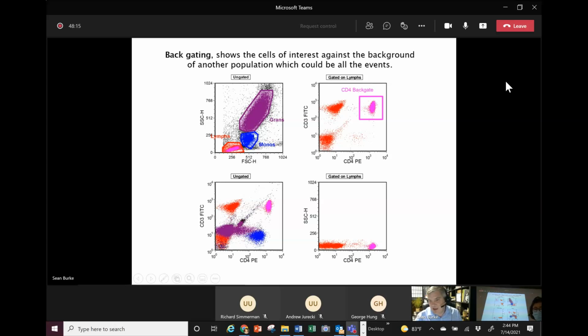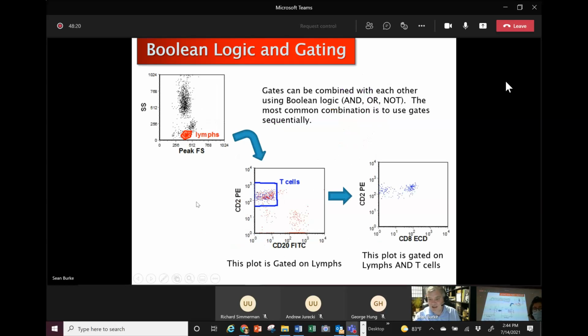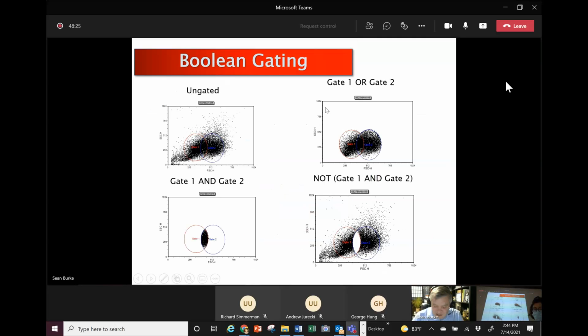And you can see here we have 3 gates over here, we have a 4th gate over here, and there are a lot of different combinations of gates that can be used. Essentially what we use is something called Boolean gating, where if we have gate 1 and gate 2 drawn, and we look at the intersection of gate 1 and gate 2, that's called an AND Boolean operator. We're just looking at the events that fall in between there. If we do NOT gate 1 and gate 2, it's everything except that little intersection. If we do gate 1 OR gate 2, it's things that fall within either of those gates.